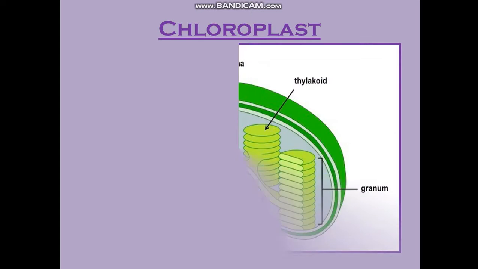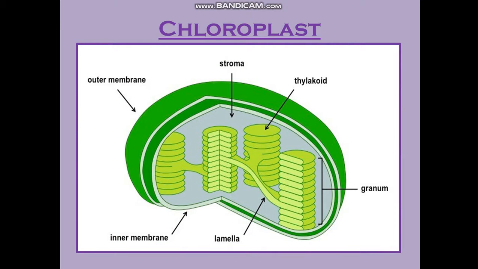Okay, moving forward to the chloroplast. Chloroplast you need to study in great detail. See the structure of chloroplast. This is the ultrastructure of chloroplast. Chloroplast is responsible for photosynthesis. It is the site for photosynthesis. Why? Because they have light sensitive pigments present called chlorophyll.